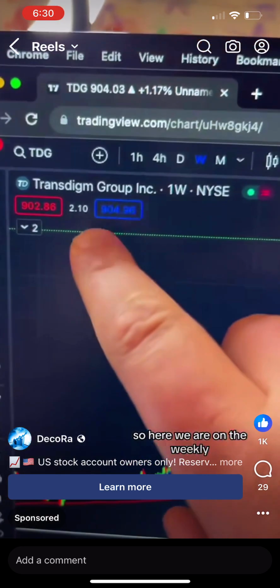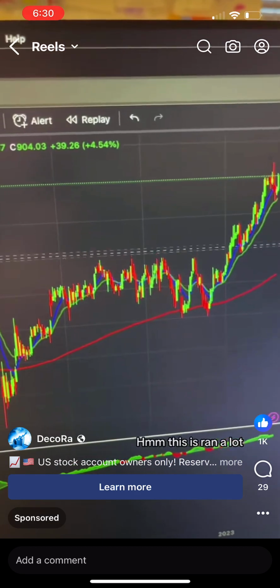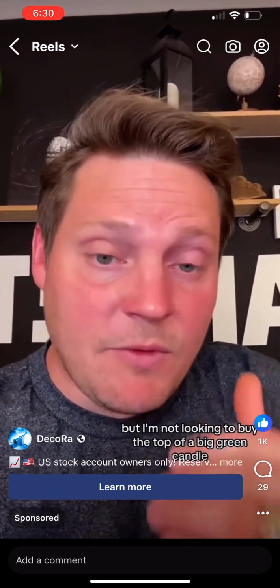So here we are on the weekly, this is TransDigm or whatever, and I take a quick glance and I'm like, this has ran a lot, not interested. Maybe it'll continue running, but I'm not looking to buy the top of a big green candle.